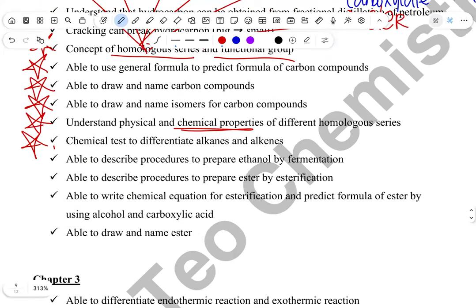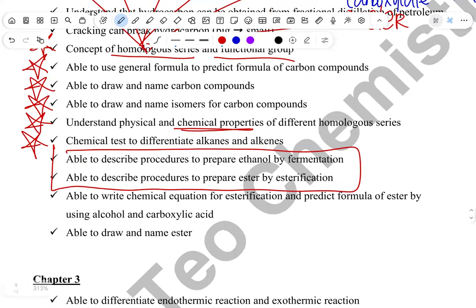Okay, next one. They also can ask you some essay questions, because I believe you all know that. Sometimes in the essay question, they will ask you to design an experiment. Not every time. Sometimes they ask, sometimes they don't. Sometimes in section B, sometimes in section C. Okay, so they can ask you, for example, describe the procedure to prepare ethanol, and they give you 7 marks or 10 marks.